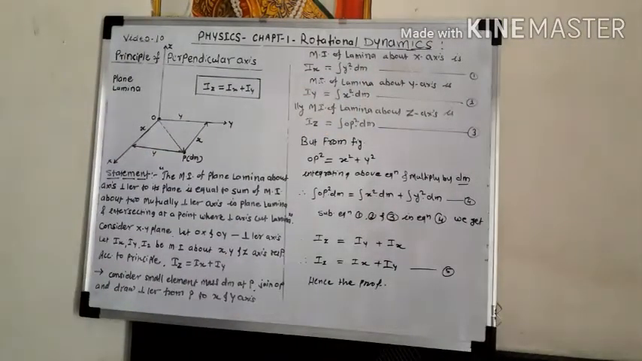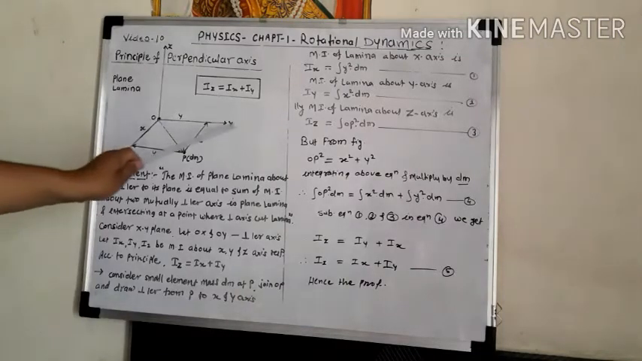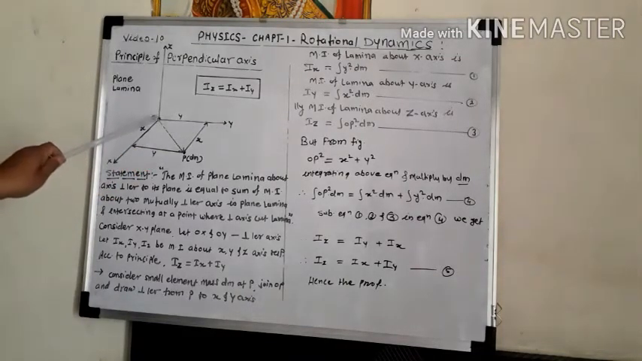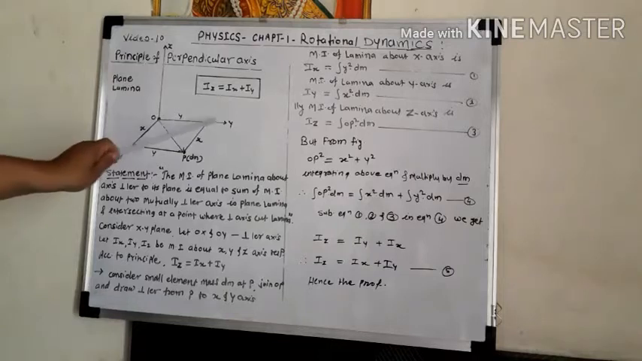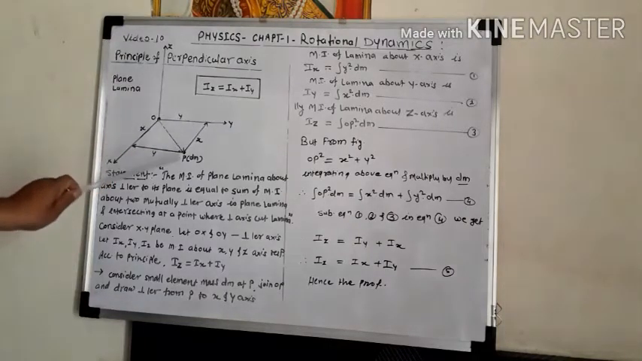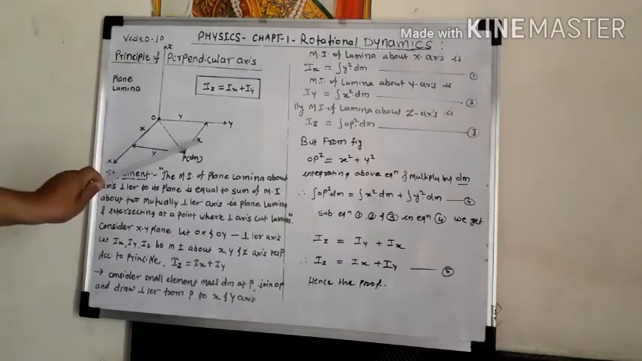In the same way, the moment of inertia of the plane lamina about the y axis is given by, see in the figure, from the point P this distance is x, therefore the square of the distance is x squared and the mass is dm.